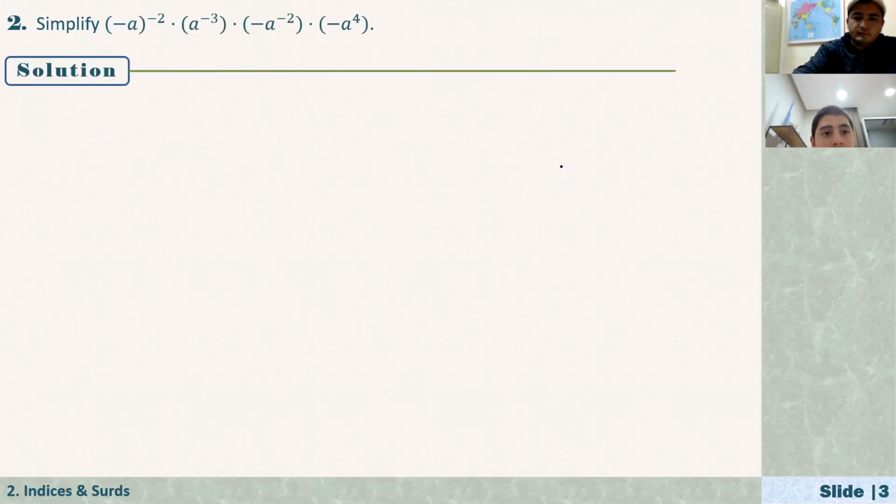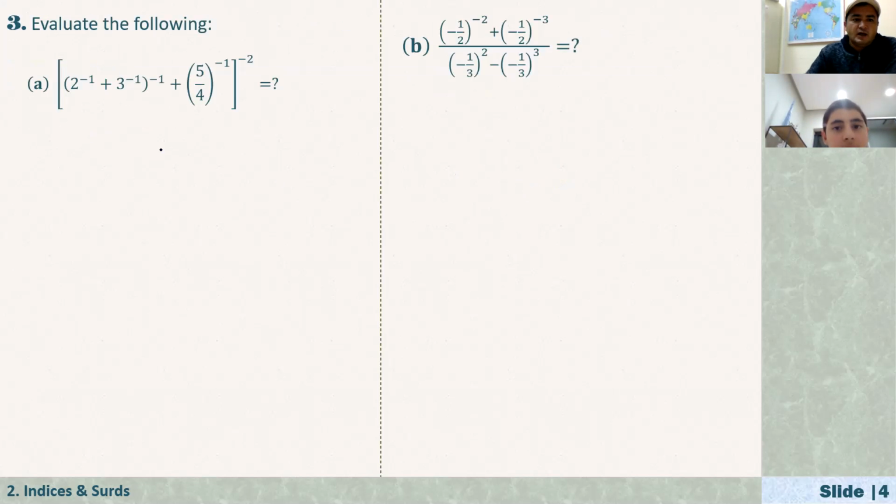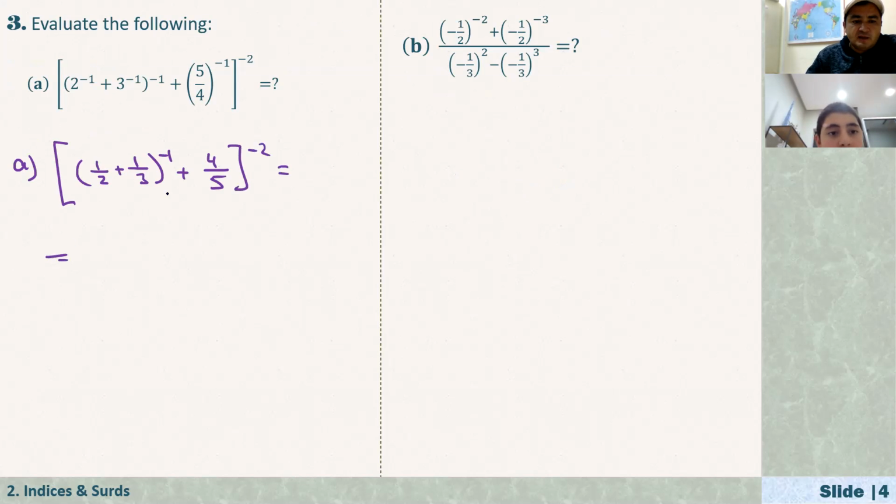Good. I will skip this. How about this one here? It's 6 over 5. 1 over 3, right? Yes. Plus 4 over 5. Let's do step by step. This one is 6 over 5, so it is 6 over 5 plus 4 over 5 to the power of negative 2. So that's equal to 2 to the power of negative 2, that's equal to 1 over 4.